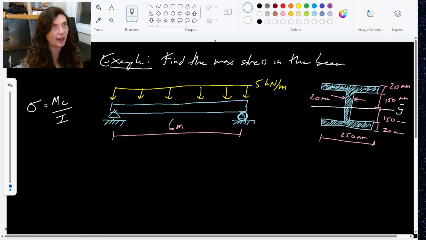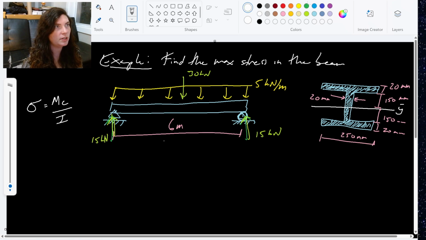So luckily my reactions are pretty straightforward. Since this is a totally symmetrical beam with a distributed load only on it, I know that each side is going to take on exactly an equal amount of that load. So this is 5 kilonewton meters over 6 meters. That's 30 kilonewtons. So each side is going to take on 15 kilonewtons.